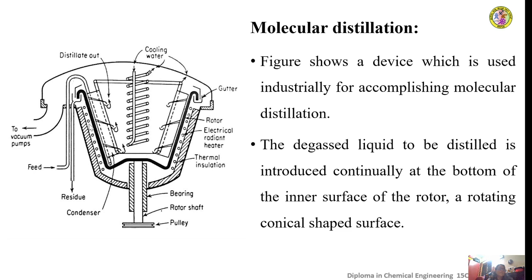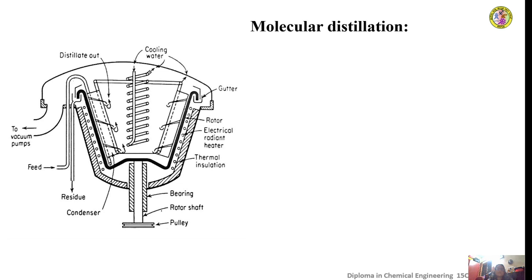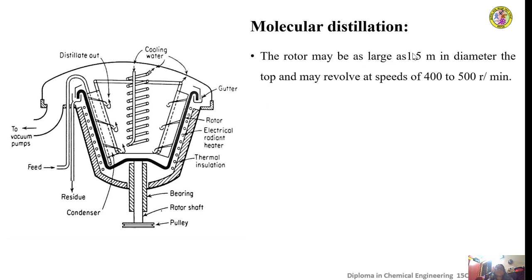Okay. The liquid that is to be subjected to molecular distillation will be freed of any dissolved gas, and then it will be introduced to the bottom surface of the rotor that is rotating during the operation. The rotor may be as large as 1.5 meter in diameter on the top and may be revolving at a speed of 400 to 500 revolutions per minute. So, the diameter of the rotor at the top may be around 1.5 meters, and the revolving speed of the rotor will usually be around 400 to 500 rpm.